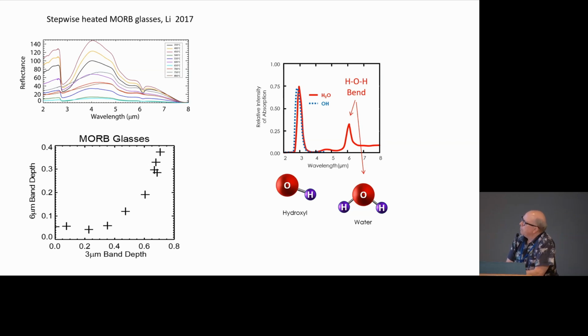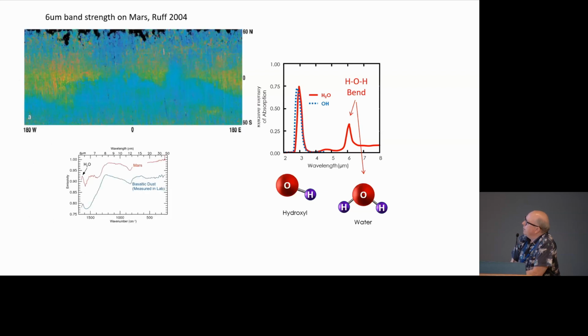This is data from Schweili's PhD thesis, and you can see at 6 microns the little dip. These are water-bearing MORB glasses, and the plot to the lower left shows the relationship of the 6 micron band depth and the 3 micron band depth. It's not a linear relationship, and the 6 micron band kind of poops out before the 3 micron band. It's a fair amount weaker than 3 microns, and so you have to pay special attention to using this.